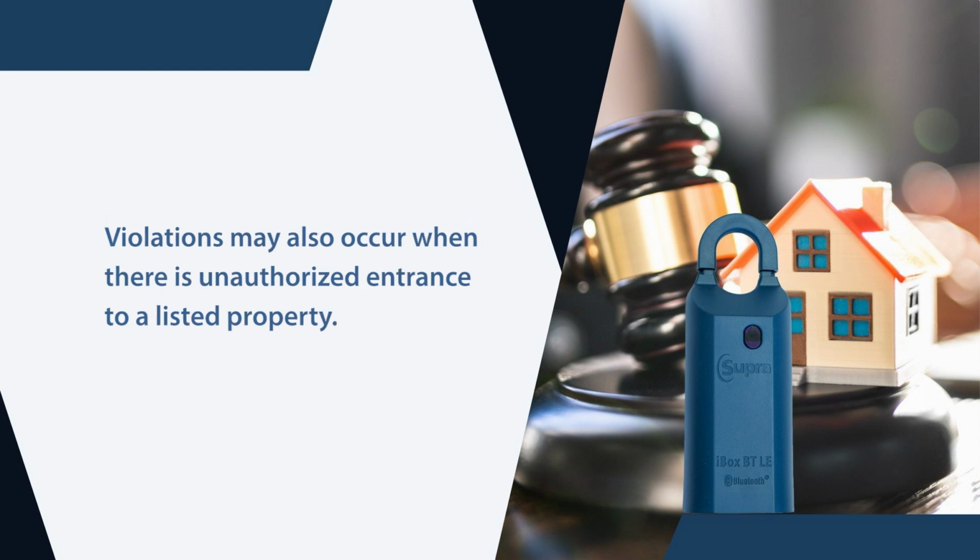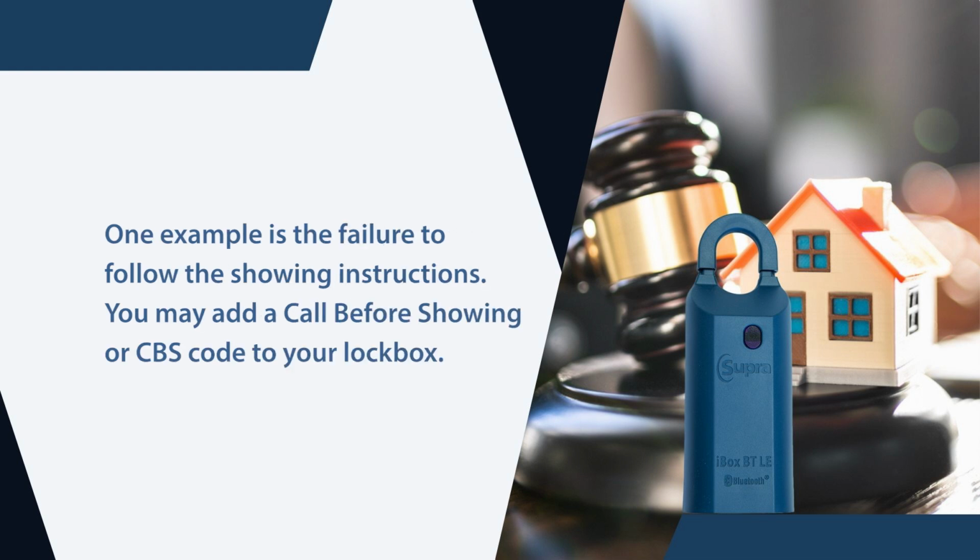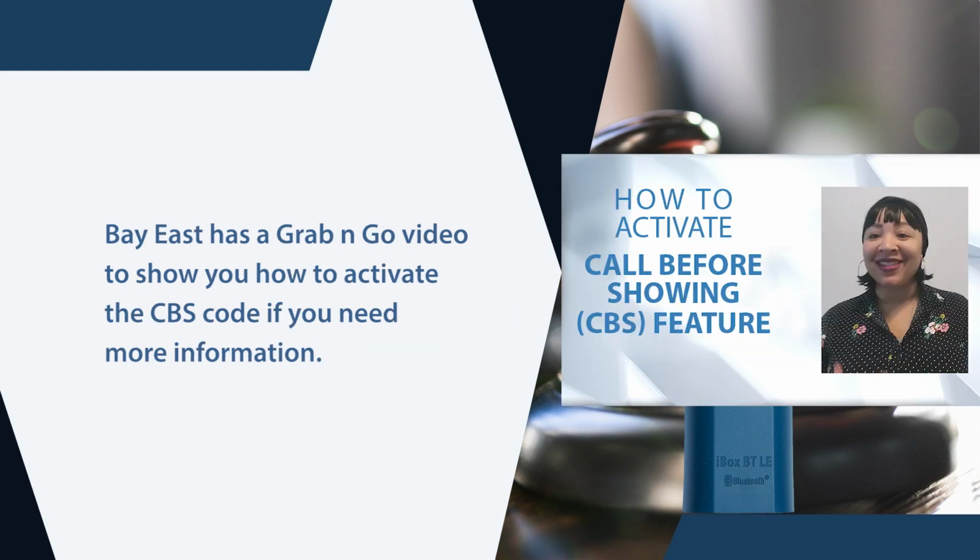Violations may also occur when there is unauthorized entrance to a listed property. One example is the failure to follow the showing instructions. You may add a call before showing or CBS code to your lockbox. Bay East has a grab-and-go video to show you how to activate the CBS code if you need more information.